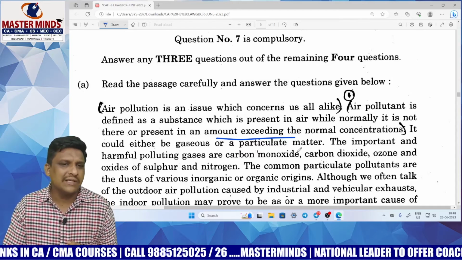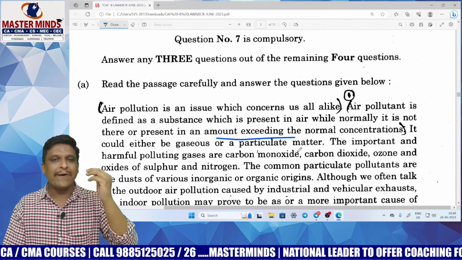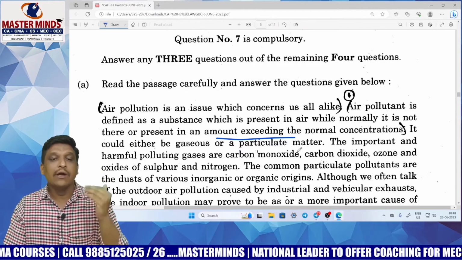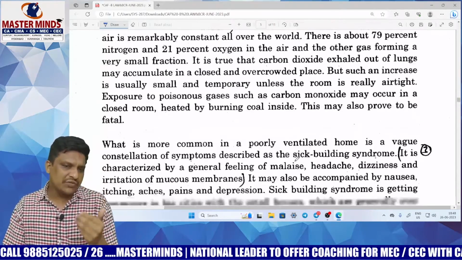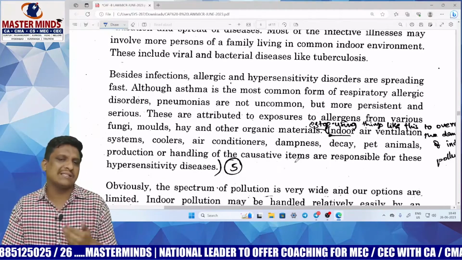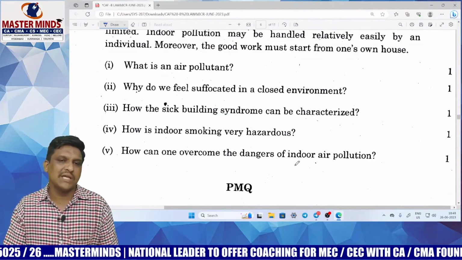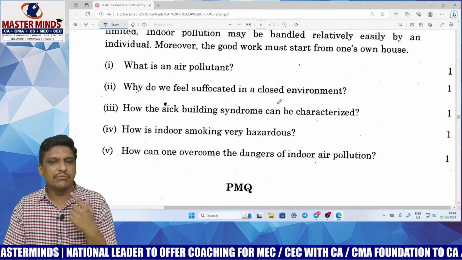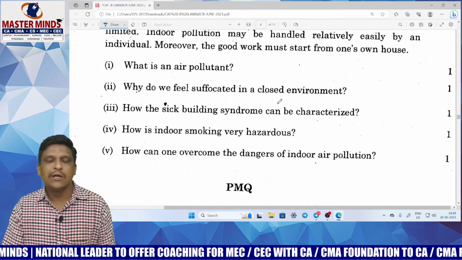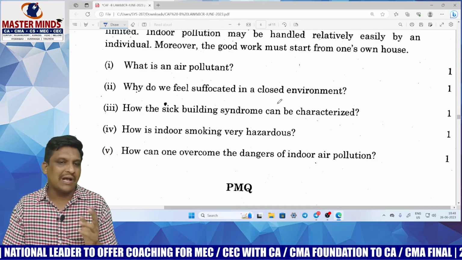The 7th question is related to a comprehension passage, right? The comprehension passage is a topic where we can score good marks. If you look at the questions asked under the comprehension passage, we can easily identify the keywords mentioned there, relate them to the keywords in the paragraphs, and answer the questions directly.